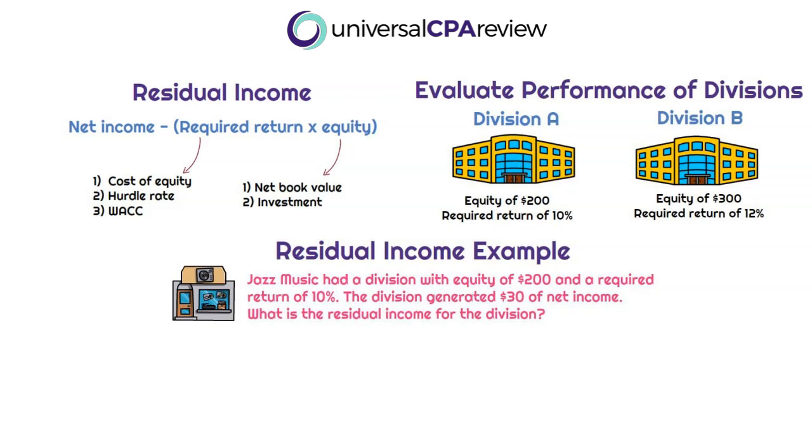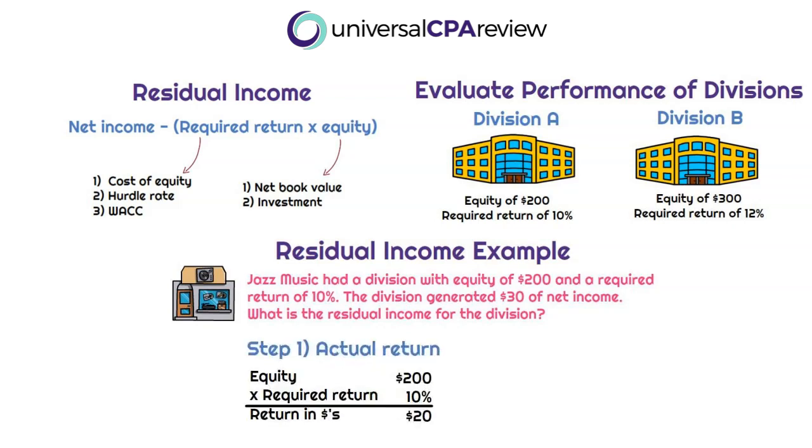So we've got the formula, but there's really two simple steps here. We'll always start with calculating the actual return. So we'll take that equity amount of 200, multiply by that required return of 10%, and that tells us the return in dollars was $20, right? That's what was expected.